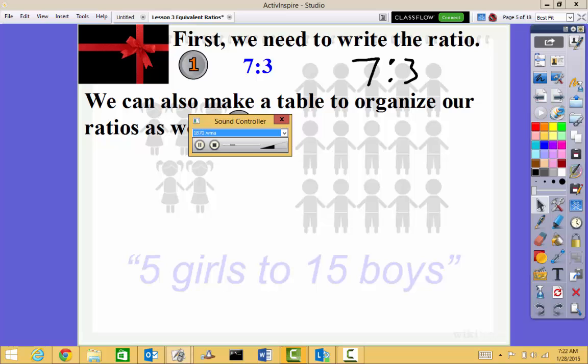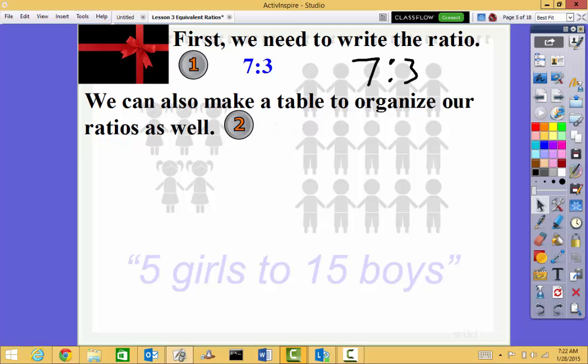Karina and Japsiri are using ribbon to decorate a project in our class. The ratio of the length of Karina's ribbon to the length of Japsiri's ribbon is 7 to 3. Draw a tape diagram to represent this ratio.